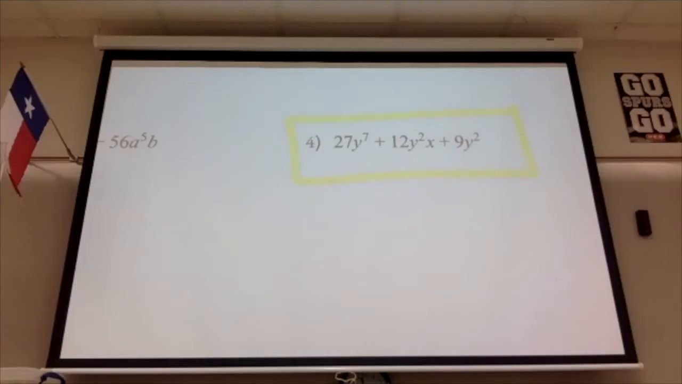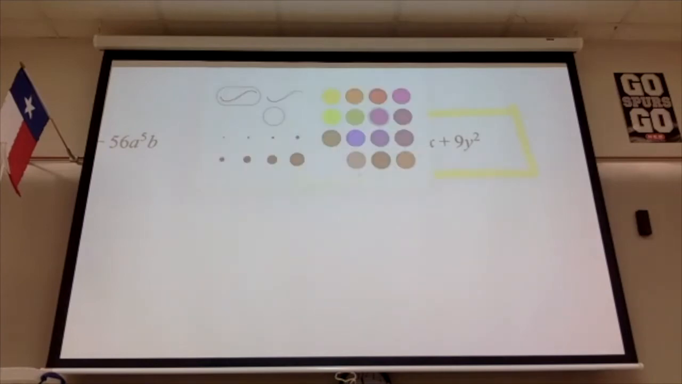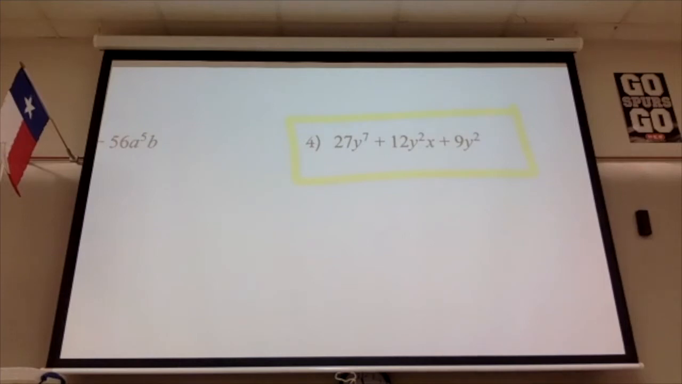All right, what did you get for your GCF? What did you pull out? 3y squared, okay? So 3y squared. And then what was left over? 9y fifth plus 4 plus 3.